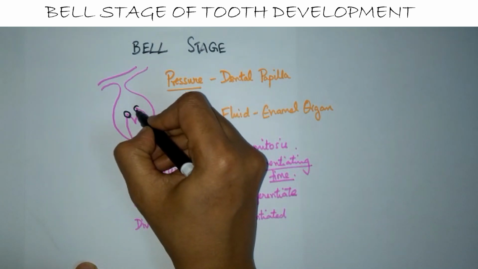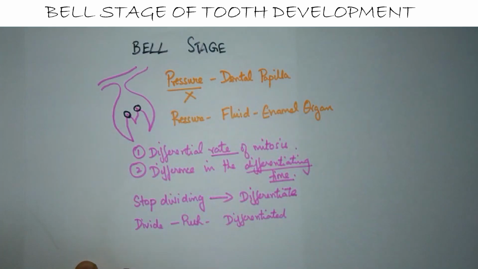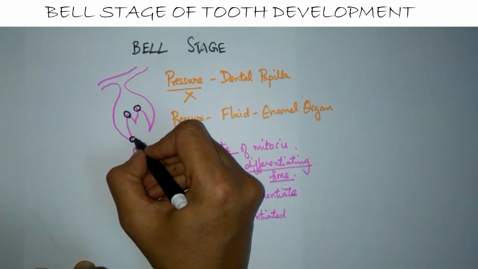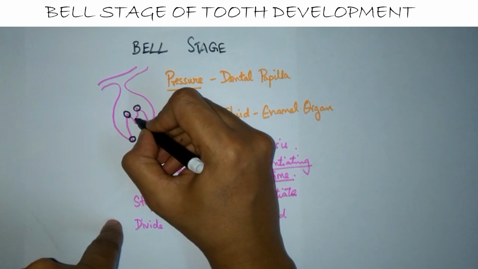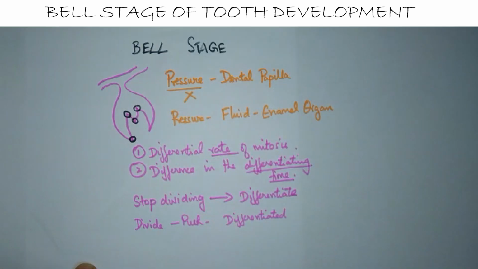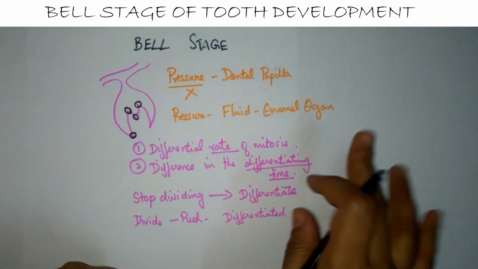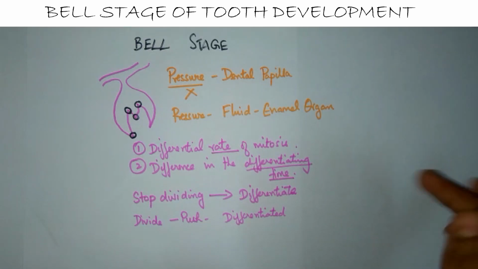Similarly, all the cuspal tips are formed, and the cells that stop dividing last and differentiate last are the cervical loop cells and also the cells at the depth of the sulcus. These are the cells which are going to stop dividing last and differentiate last.